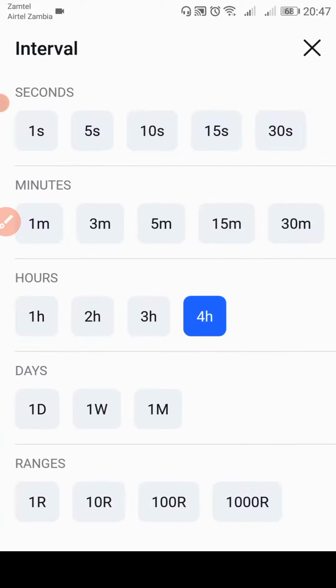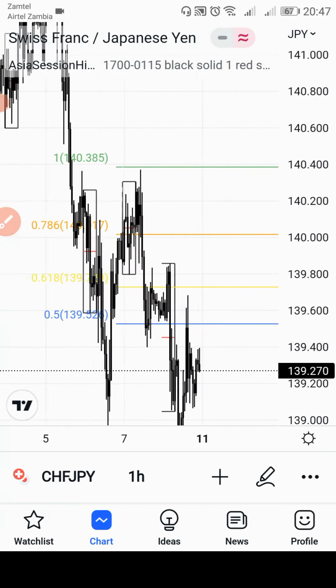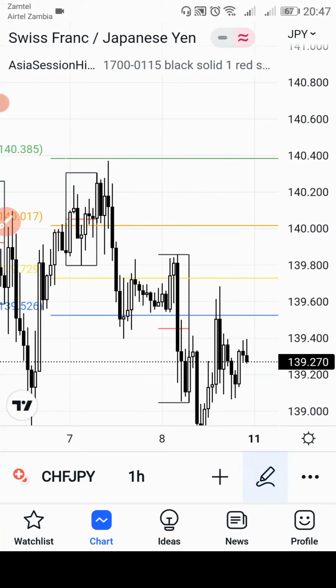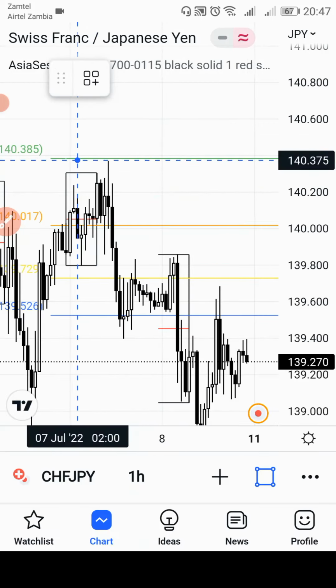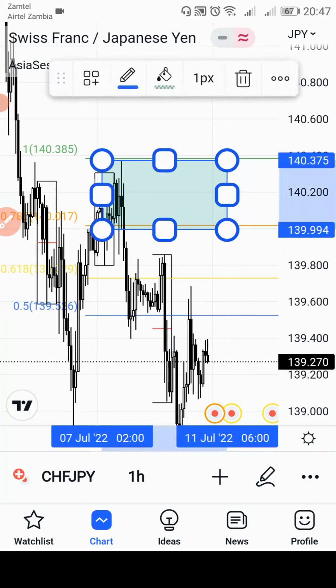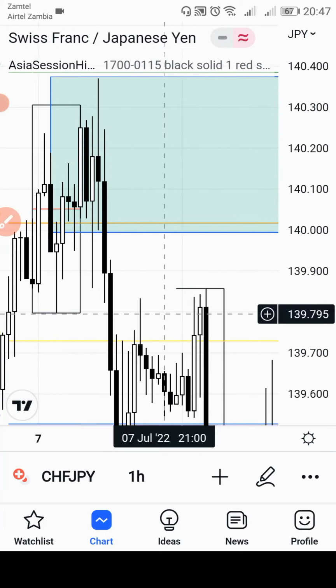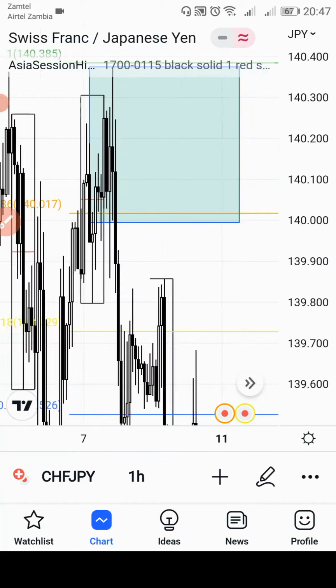On the H4 things are not that clear, so I'll scale down a bit to the H1, and we can now see from the top here. First we look for our origin block, and we can see it's this one right here, this zone. We can see we end on the imbalance right here, you can see this imbalance.